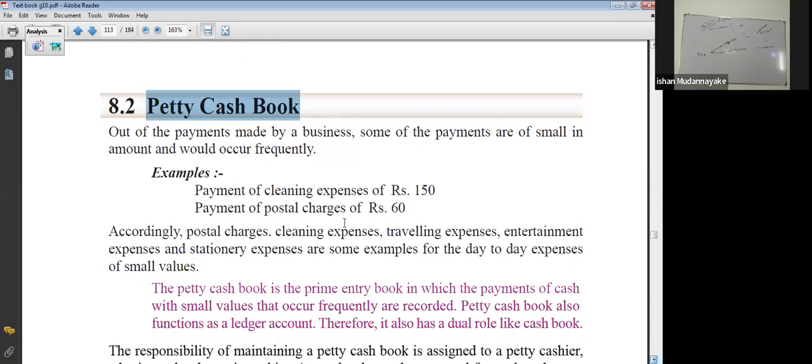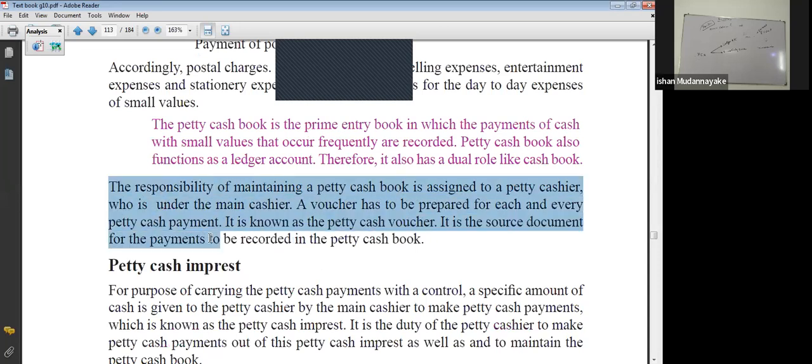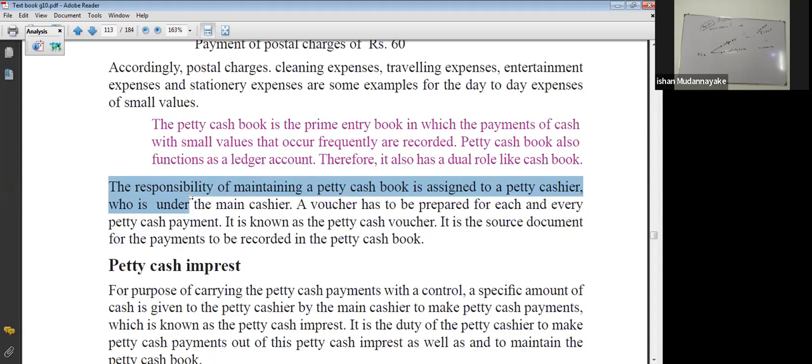Menuri, read this para. The responsibility of maintaining a petty cash book is assigned to the petty cashier, who is under the main cashier. A voucher has to be prepared for each and every petty cash payment. It is known as petty cash voucher. It is the source document for payments to be recorded in the petty cash book.